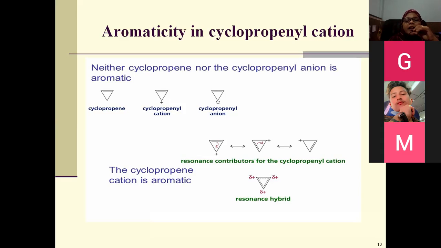Okay, so here also, because of the resonance structures, we are putting this dotted line, and it shows that it is a resonance hybrid structure. Is it clear, students? The cyclopropenyl cation is aromatic in nature.